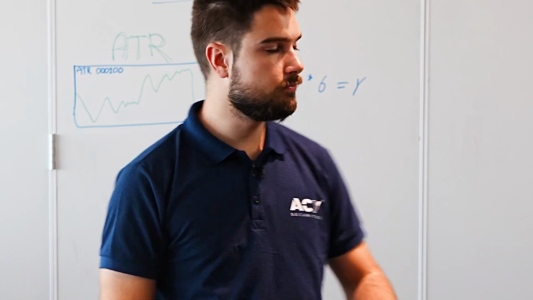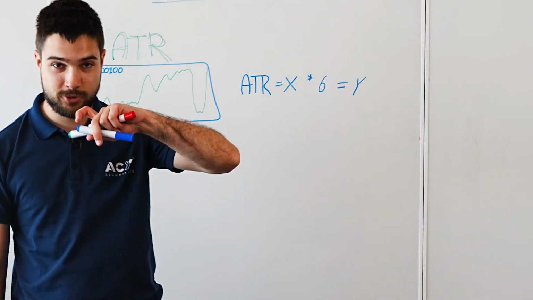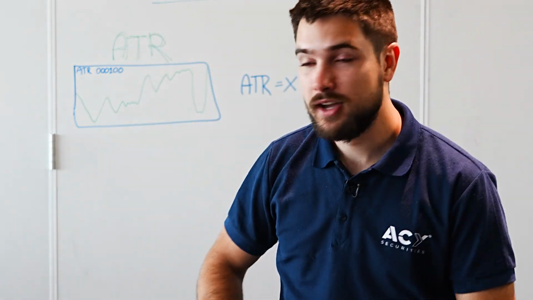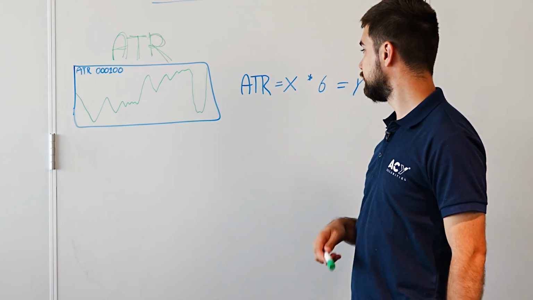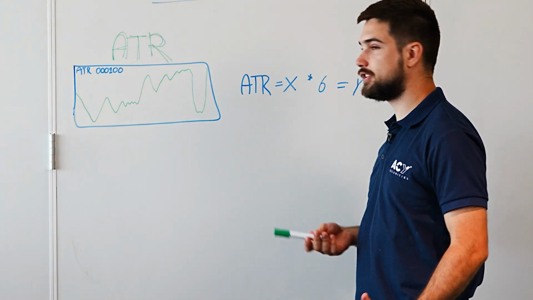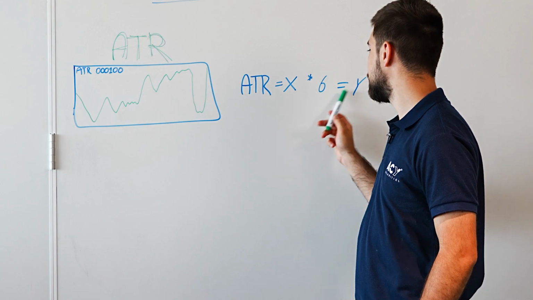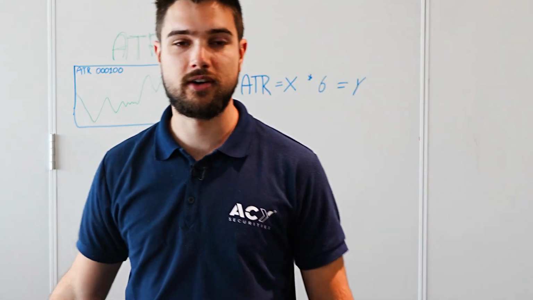All right, so welcome back, and this is the maths part. So for those who don't like maths, relax, it's not hard at all. I've just put these little formulas down, and it's very, very easy to understand. So ATR equals X times 6 equals Y. Very easy, you won't have any problems with it, all right?